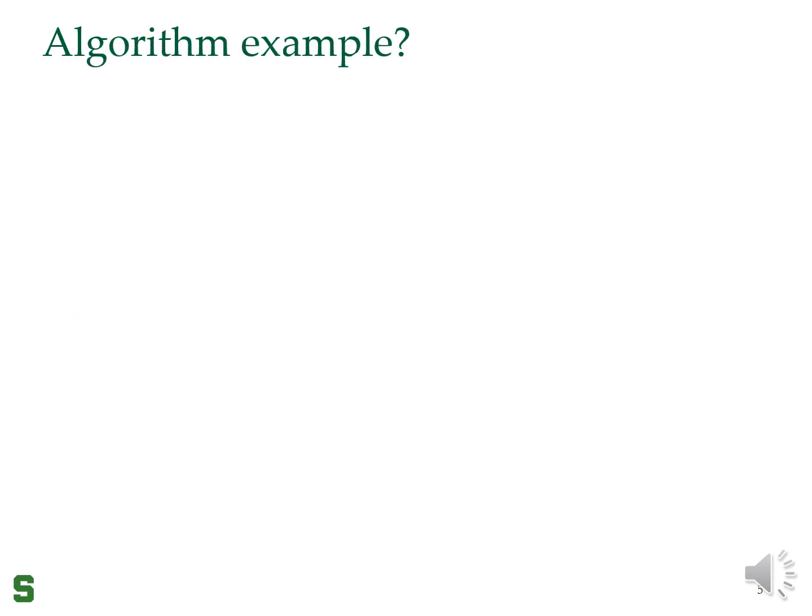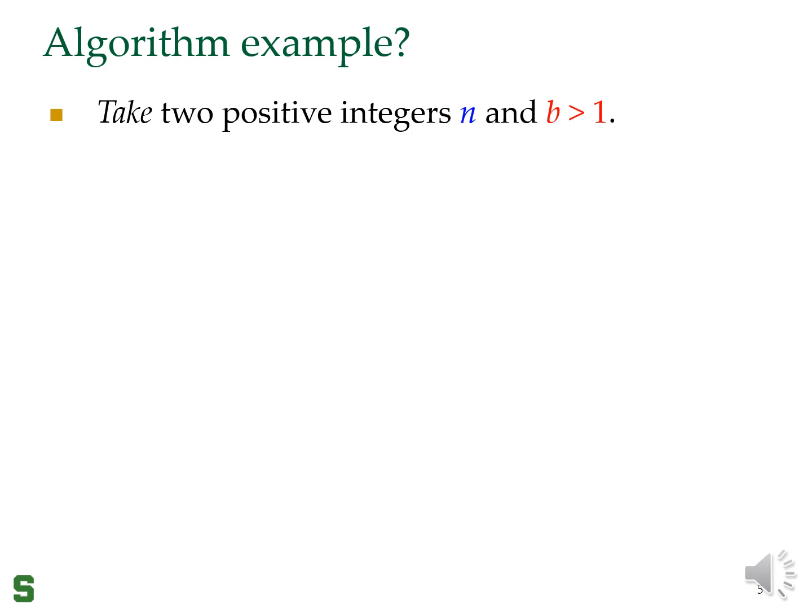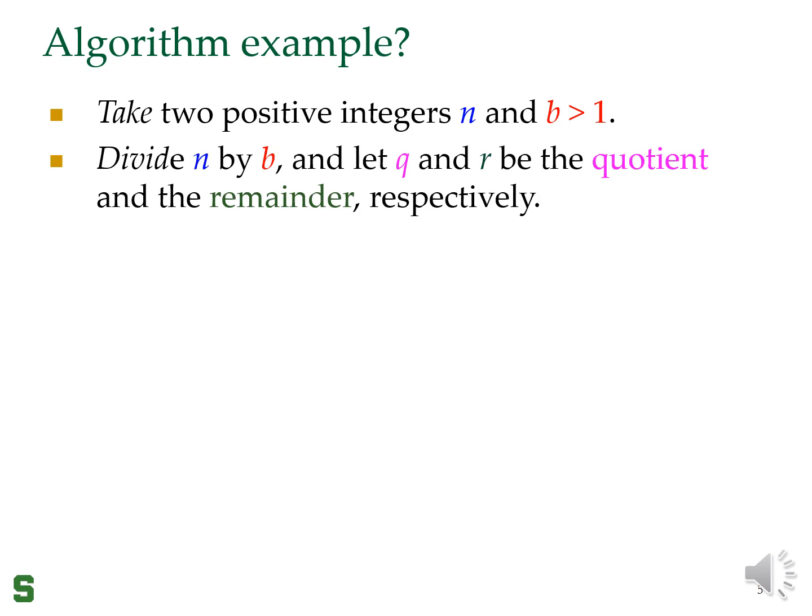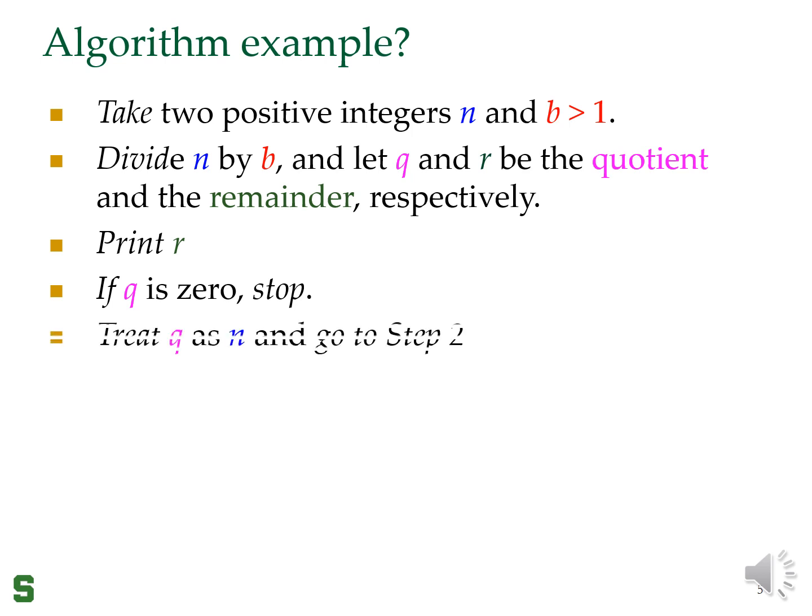Let's look at an example. Here we have two positive numbers n and b. We want b to be greater than 1. We're going to divide n by b. This will give us a quotient and a remainder. We're going to print the remainder, and if q is 0 we're going to stop, otherwise we're going to set q equal to n and go back to step 2 and start dividing this number again.